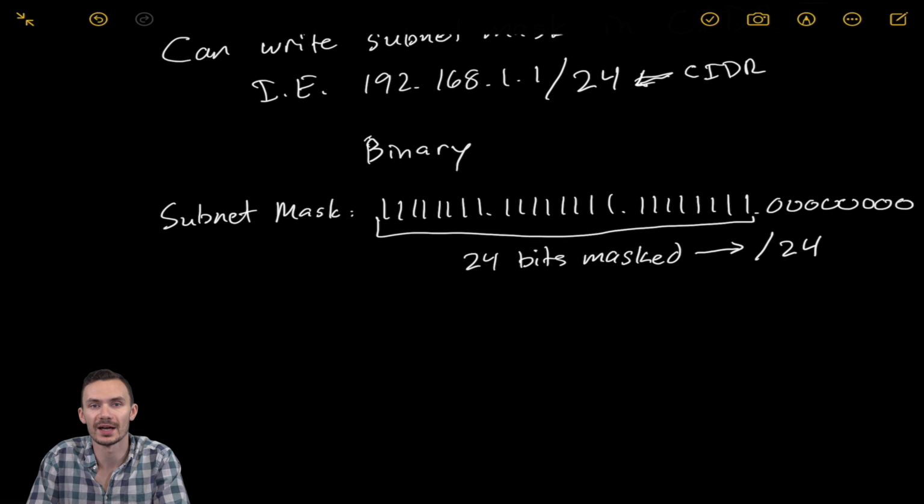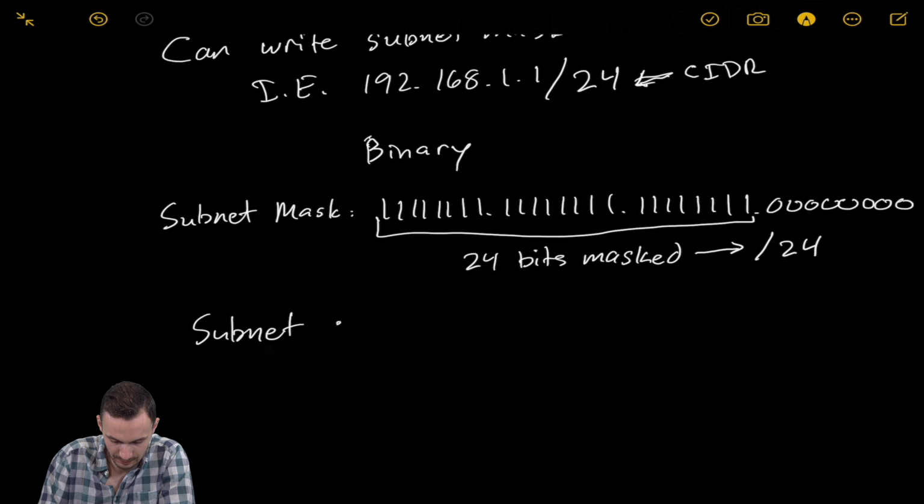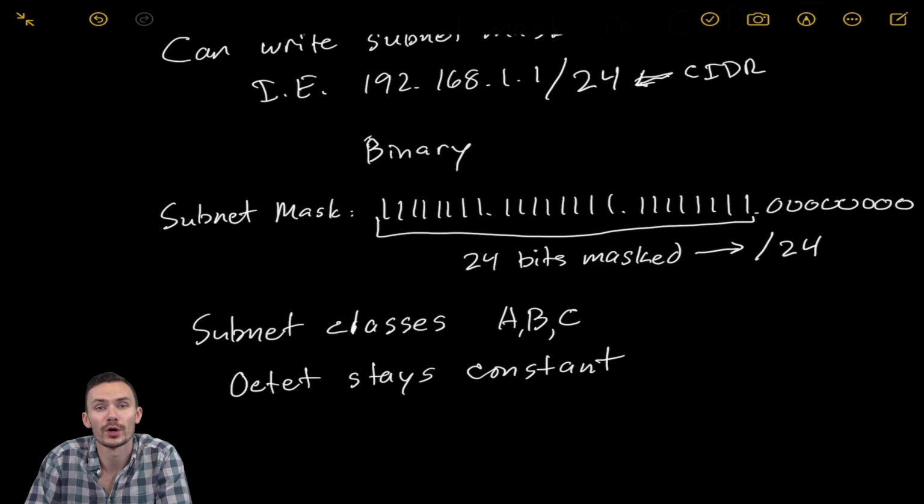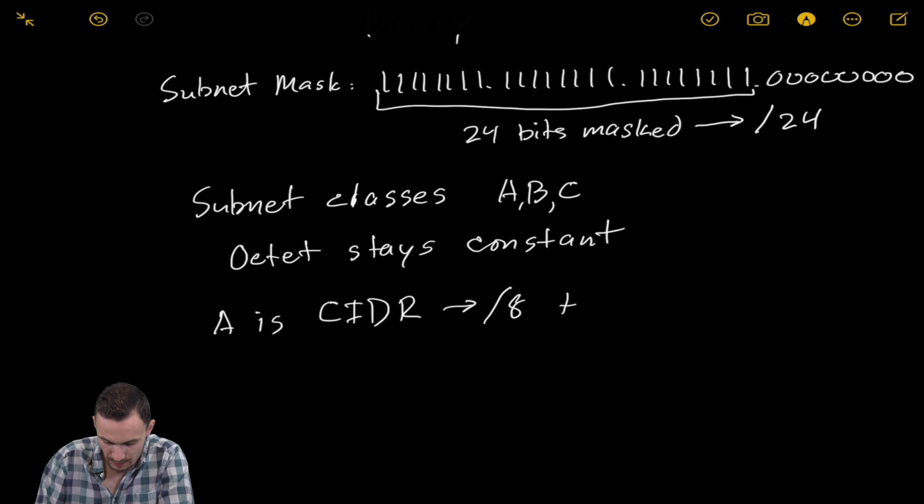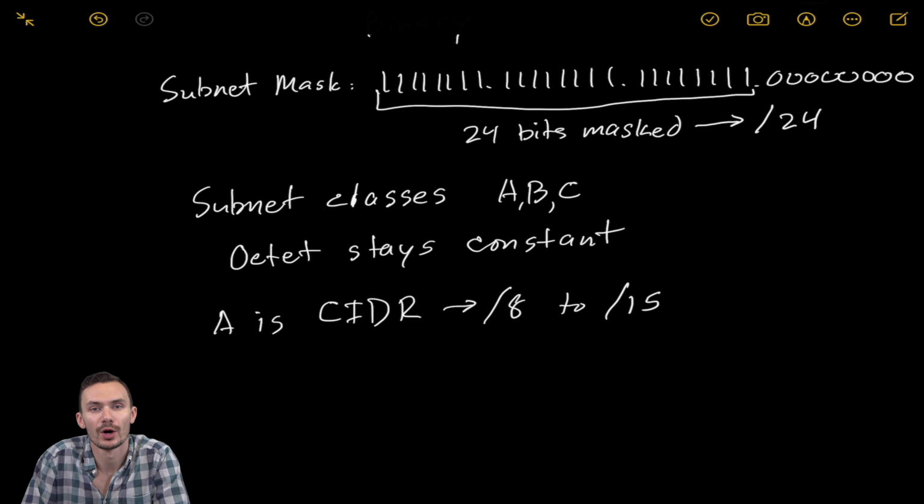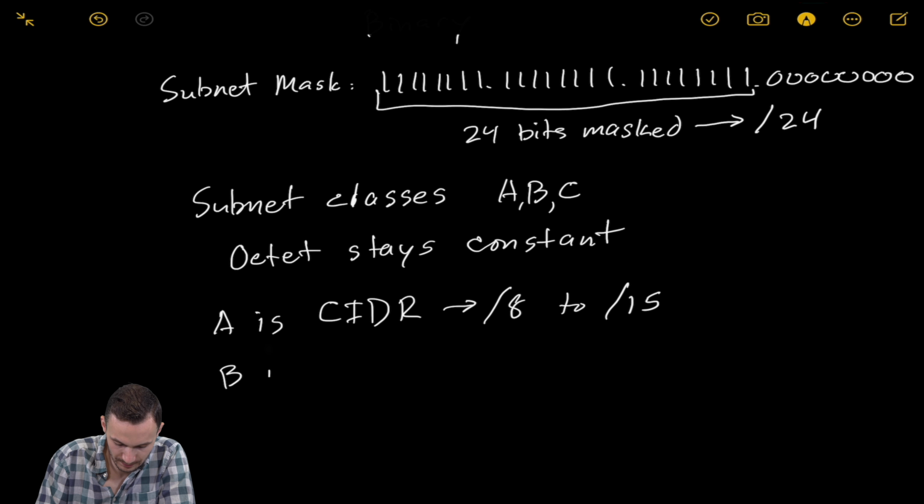Now we can cover subnet classes more quickly. This is the old style of referring to network sizes, but is still used in terminology. A subnet class is where an octet stays constant. For a Class A network where the first octet is constant, that CIDR range is from /8 to /15. For a Class B network where the first and second octet are constant, that CIDR range is from /16 to /23.